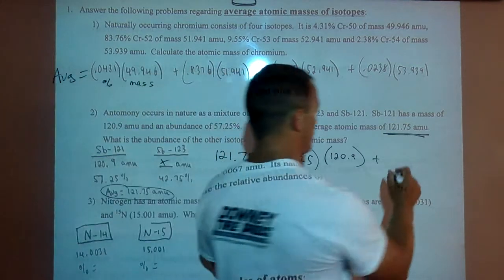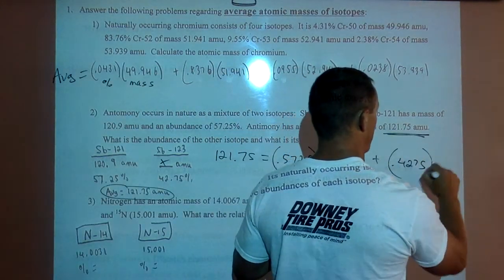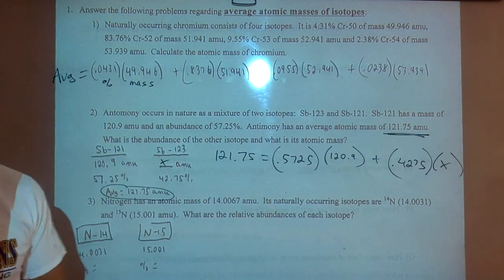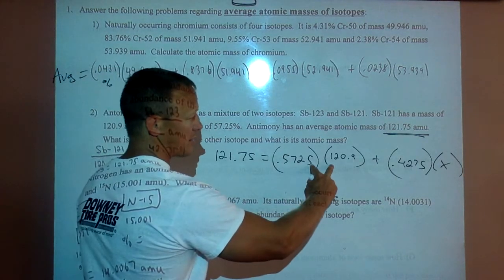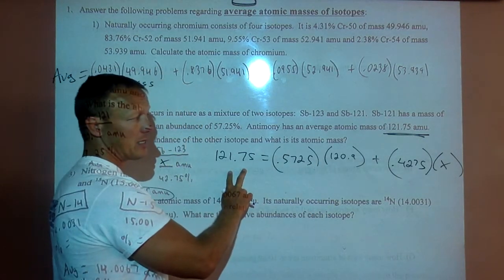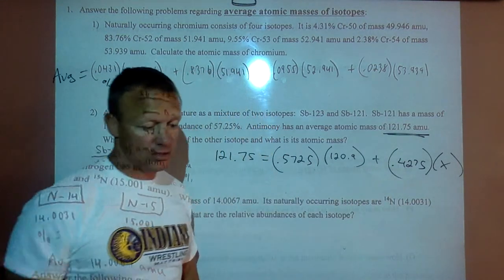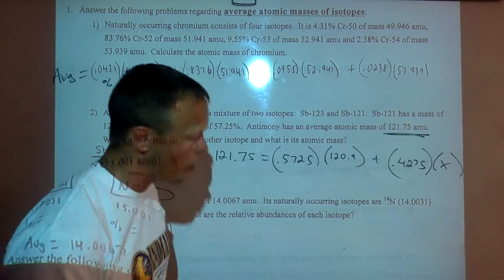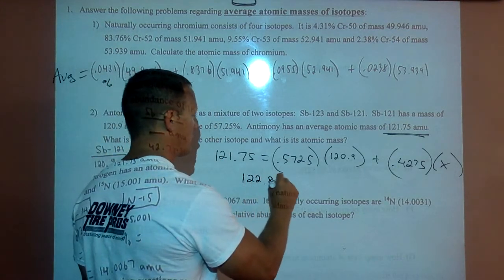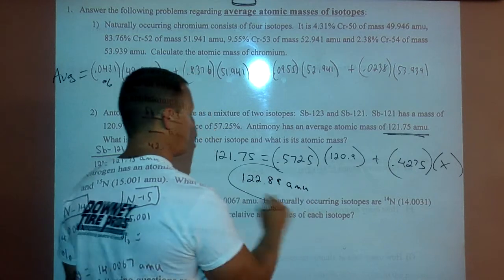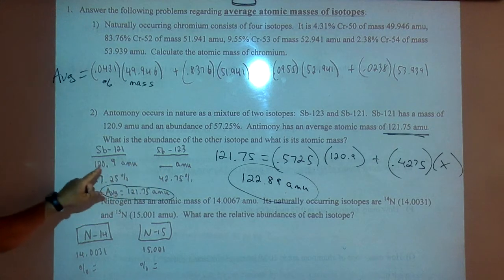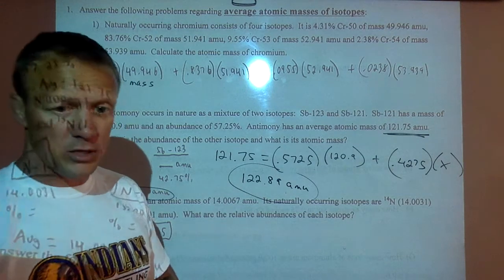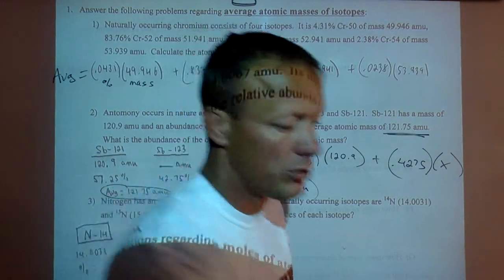Plus 0.4275 times x. I'm not going to go through the algebra with you here. I'm assuming you can do that, but remember I'd want to multiply these, subtract it over to this side, and then divide by that to get x by itself. So I got an answer of 122.89 AMUs. This isotope should have been about 123, so that's right. This isotope had a mass of 122.89, and 42% of them are that mass. Again, a fairly simple problem. The next one's a little bit tougher. It takes a little bit more time to do.